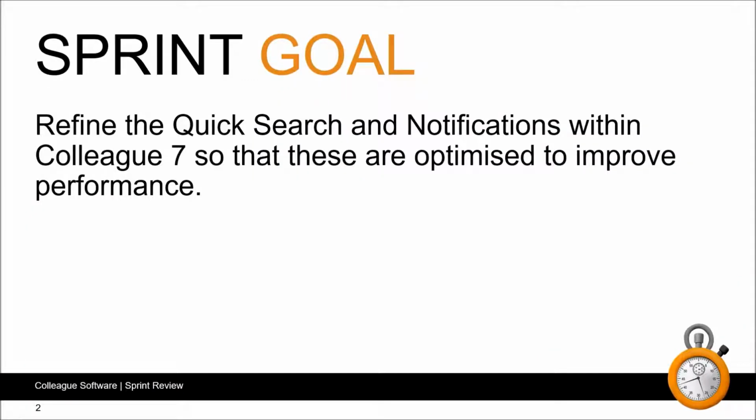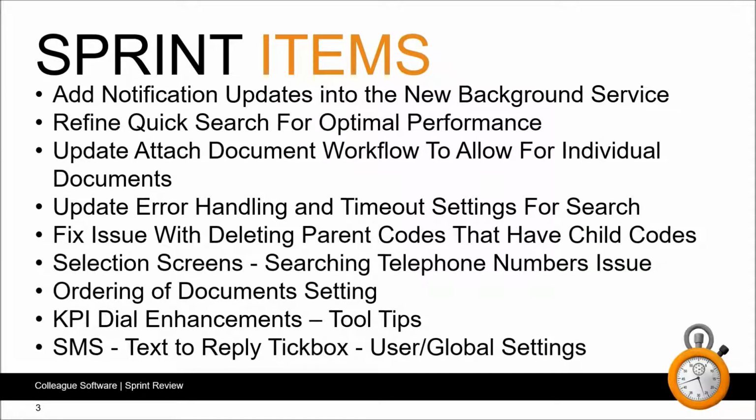Starting with our sprint goal, and in continuation with our theme on performance improvement, in this sprint we've refined the quick search and notifications within Colleague 7 so that these are optimised to improve performance. Looking at the high-level items and to explain further, in this sprint, we've continued with our development of the background service by adding notifications as standard.